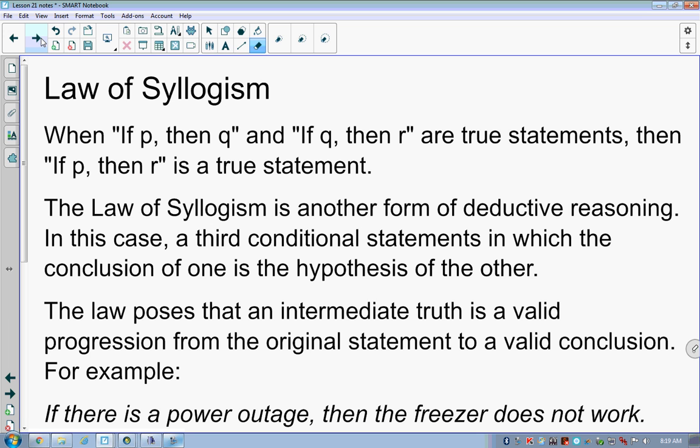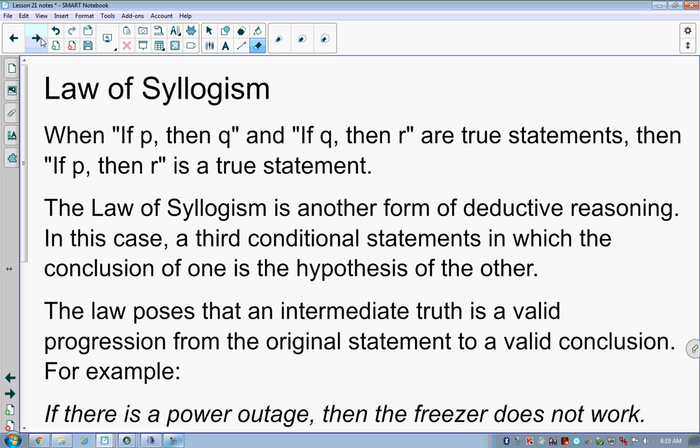All right, so that's the law of detachment. If P, then Q. Okay, does that make sense? So if we have an if P, then Q, and we make a statement that P is true, then Q is true. That's essentially the law of detachment. If P, then Q, P is true, then Q is true.